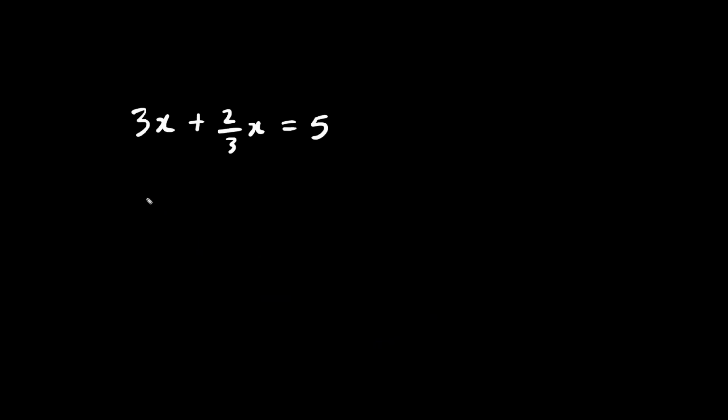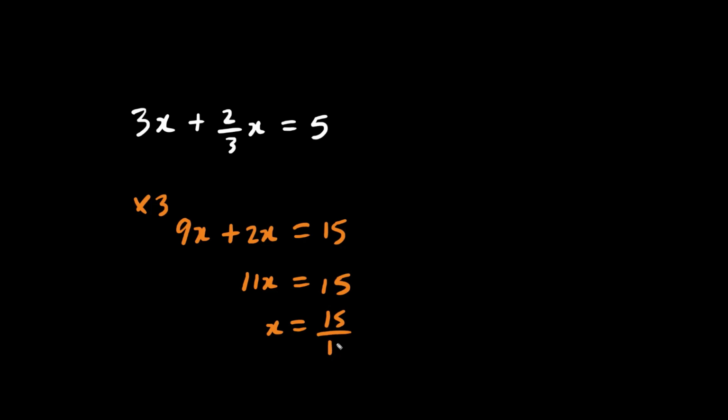Let's solve this equation by multiplying each part by 3. The first term becomes 9x. The second term becomes 2x because the 3's cancel. And the 5 becomes a 15. What's 9x plus 2x? We have 11x equals 15. Dividing both sides by 11, we get 15 over 11.